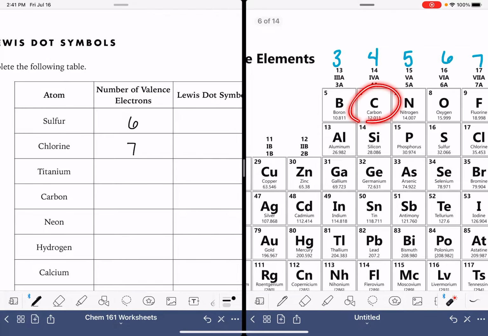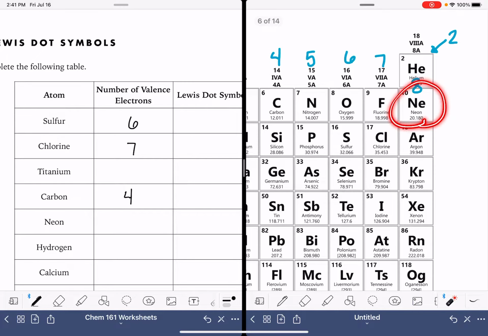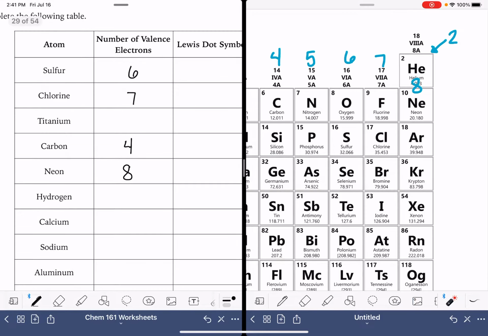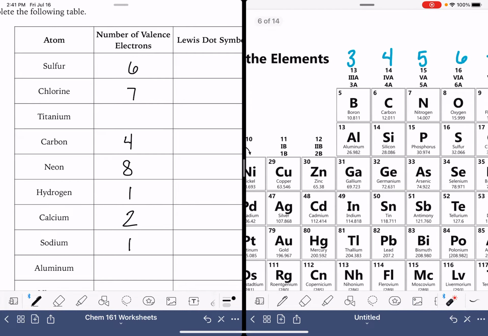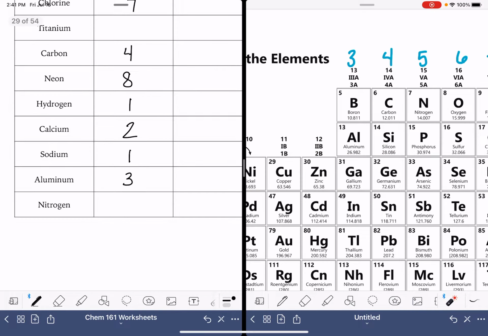Carbon is in the 4th column, so that's got 4. Neon is in the 8th column. Noble gases have 8 except for helium. Hydrogen has 1 valence electron. Calcium has 2. Sodium has 1. Aluminum, right here, has 3. And nitrogen right here has 5.